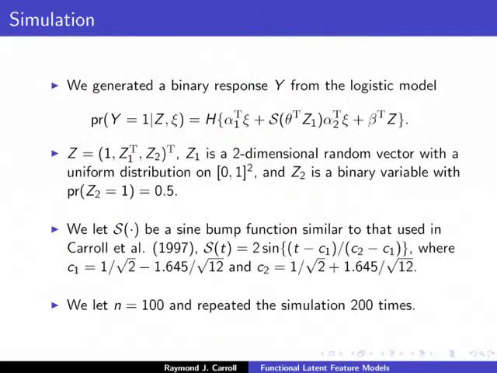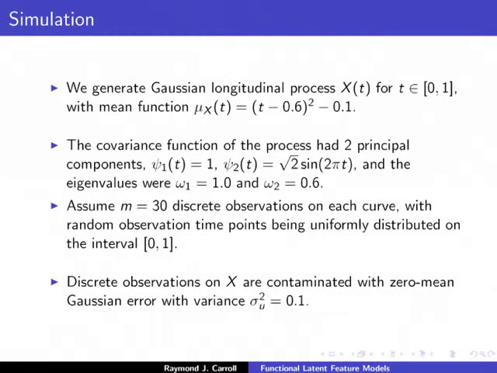And this is the model. I then add noise to y. I've got a bivariate Z1 and add an intercept. And let's see, they're uniform on 0,1. And the function is a sine bump function. This is the same sine bump function that Xincheng and I used. I've done a sample size of 100 with 30 observations per subject and repeated the simulation a number of times. And I've got parameters.